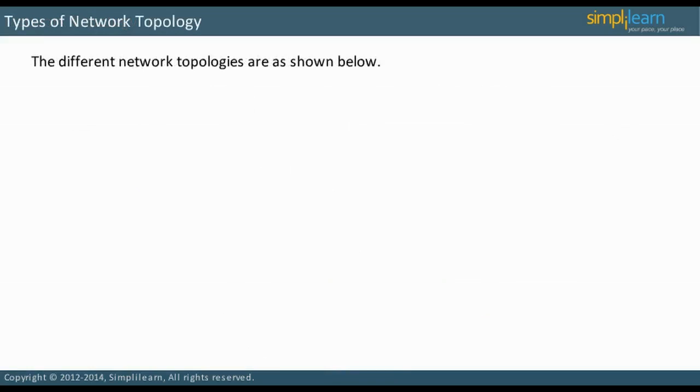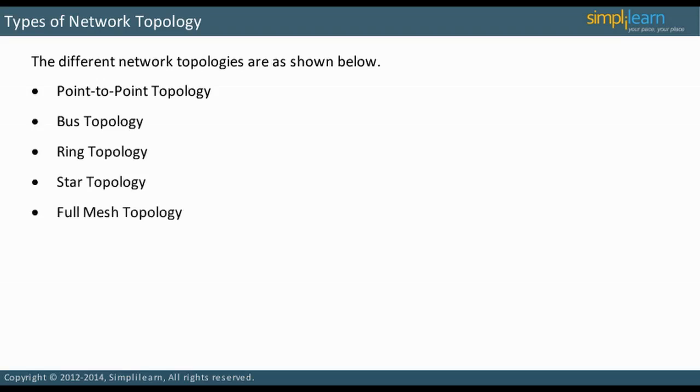Let us list the various types of network topologies. They are point-to-point, bus, ring, star, full mesh, and partial mesh topology. We will discuss each of these topologies in detail in the following slides. Let us begin with the point-to-point topology in the following slide.